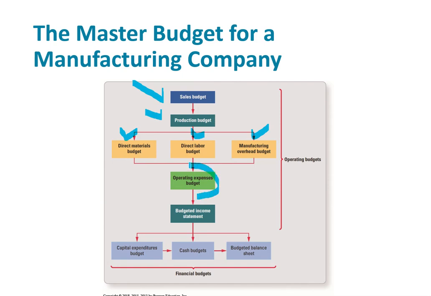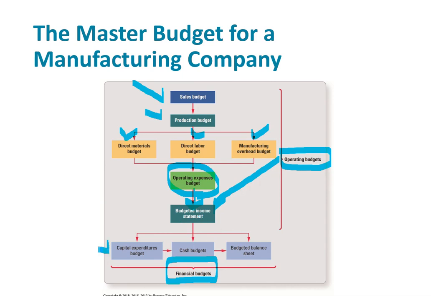From here, we're going to go to the operating expense budget. Then we'll make up the budgeted income statement. And then from the budgeted income statement, we can do the financial budgets. Okay, so these were the operating budgets over here that culminated into the income statement. And now from the budgeted income statement, we can budget for capital expenditures. We can do cash budgets. We can do a balance sheet, and those will all be the financial budgets.